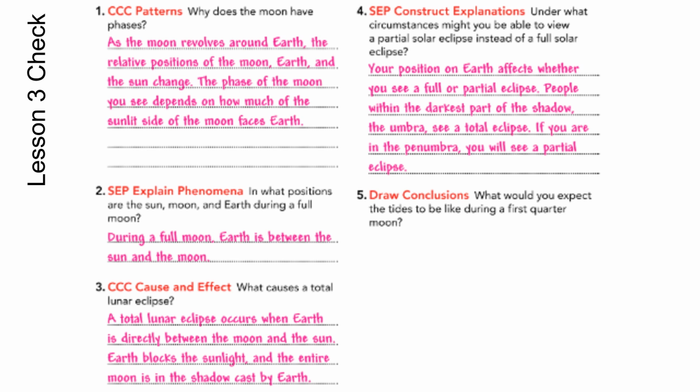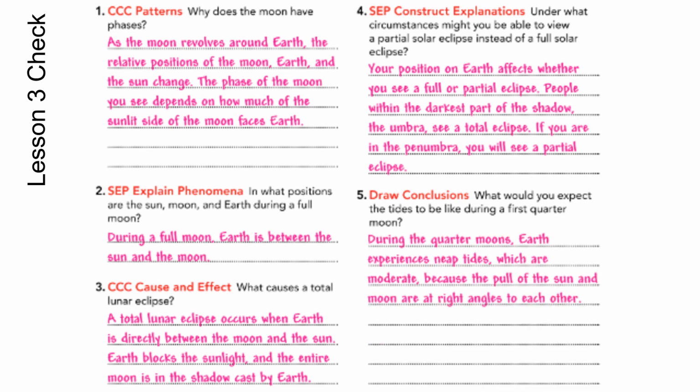5, what would you expect the tides to be like during a first quarter moon? During the quarter moons, Earth experiences neap tides, which are moderate because the pull of the sun and moon are at right angles to each other.